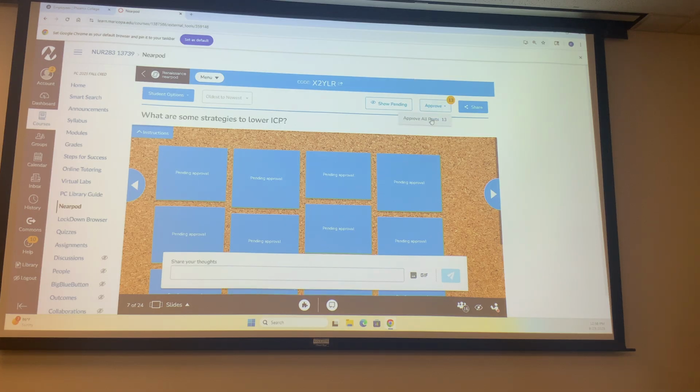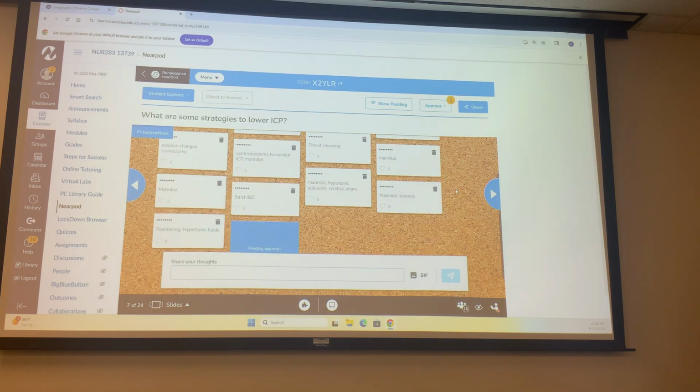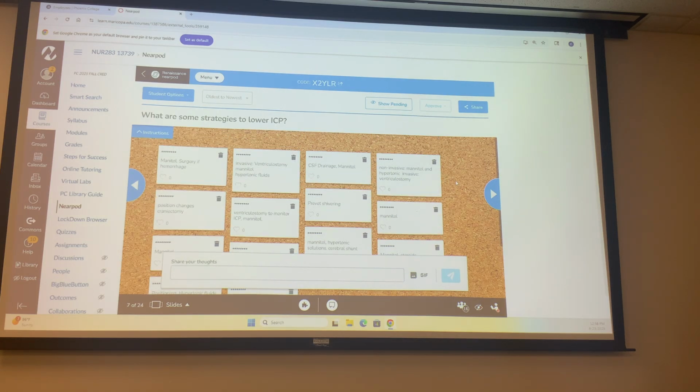All right, let's talk about it. Oh, I love that you guys did non-invasive, invasive, perfect. Okay, so let's do non-invasive. Position changes. That seems like a very non-invasive thing, right?